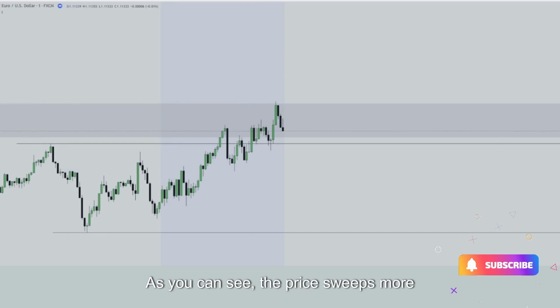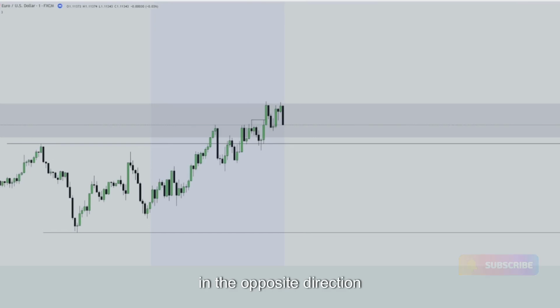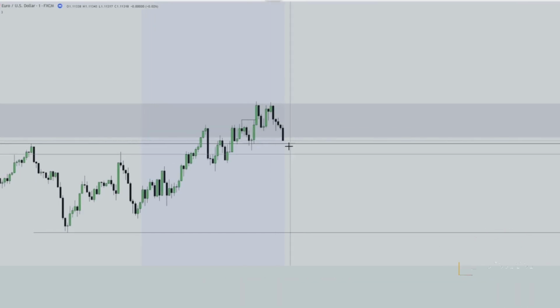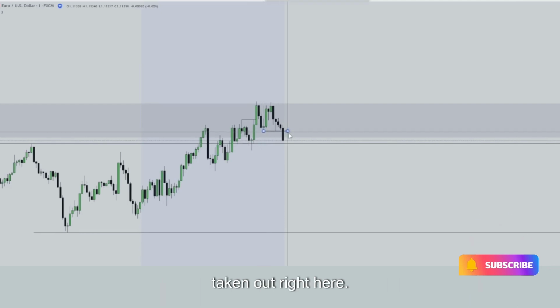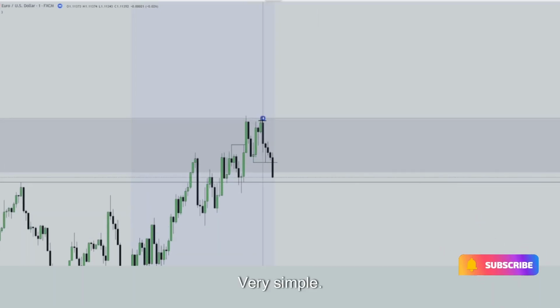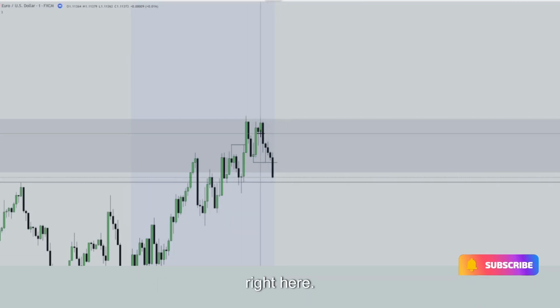Okay, as you can see, price sweeps more liquidity from this high right here, and all we're waiting for is a market structure shift in the opposite direction to the liquidity sweep. Okay, it's very, very simple. So as you can see, now this low has been taken out right here, and where is the fair value gap in the displacement leg? Very simple. The extreme fair value gap, which is the only fair value gap in this example, is right here.